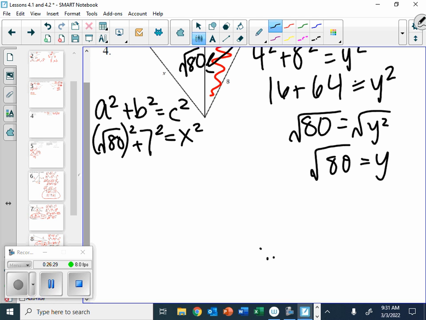Alright, the reason I did not simplify it is because squares and square roots are inverse operations. They're opposites. So essentially what's going to happen here with that square root of 80 is the square and the square root are going to cancel each other out. Okay? And I want you to prove that to yourself real fast using your calculator.